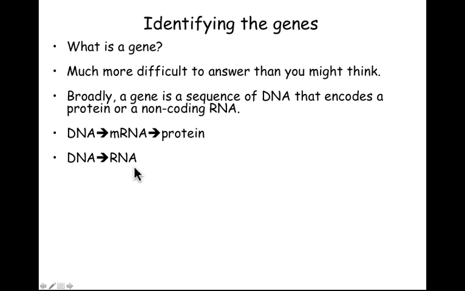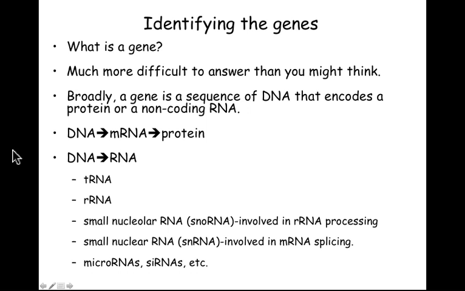Some examples of RNAs that don't produce proteins, these so-called non-coding RNAs, that you're probably familiar with are transfer RNAs, which are important in the process of translation, as well as ribosomal RNAs, which make up the ribosomes. But there are also lots of other classes of small RNAs, such as small nucleolar RNAs, or snoRNAs, and small nuclear RNAs, or snRNAs, which are involved in various aspects of RNA splicing and processing, as well as things like microRNAs and siRNAs, which are involved in the regulation of other transcripts.